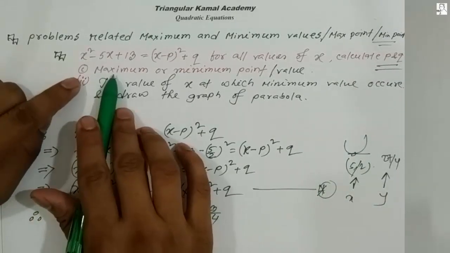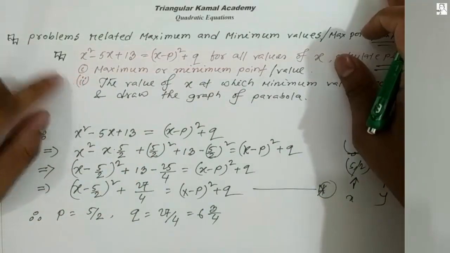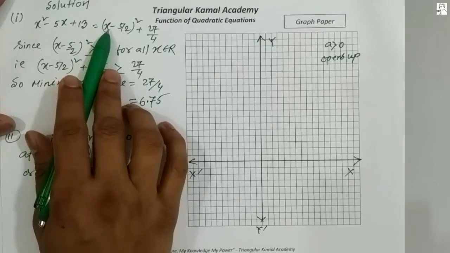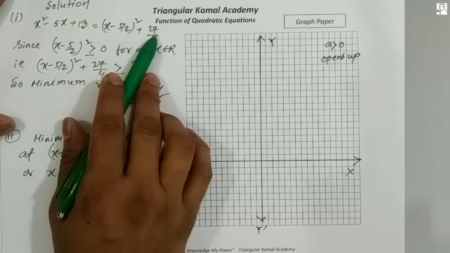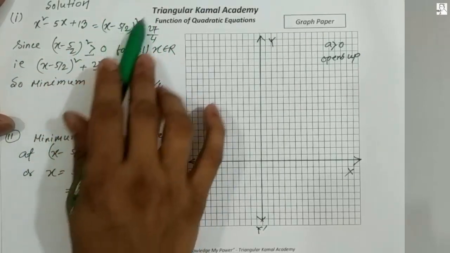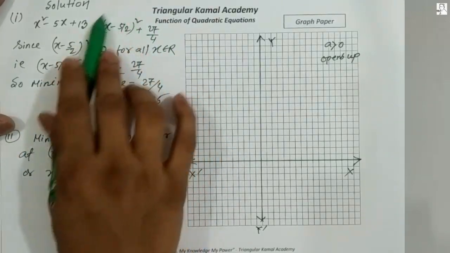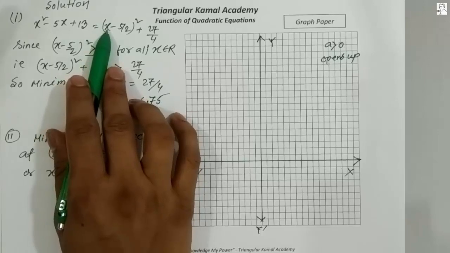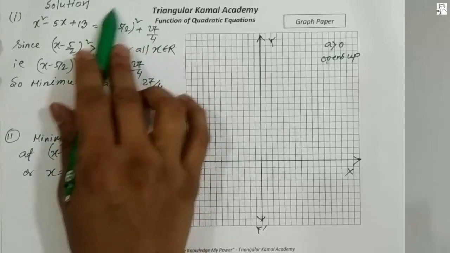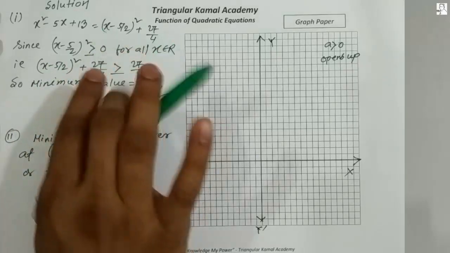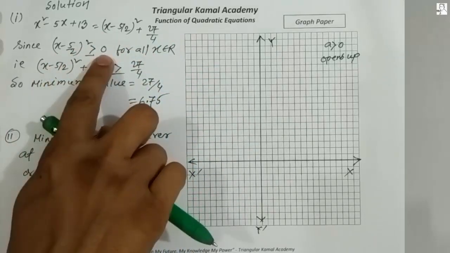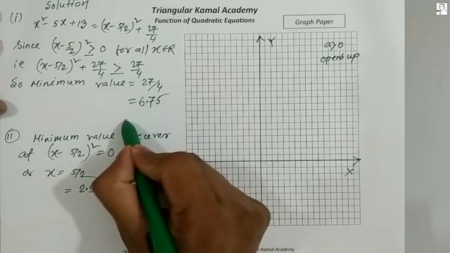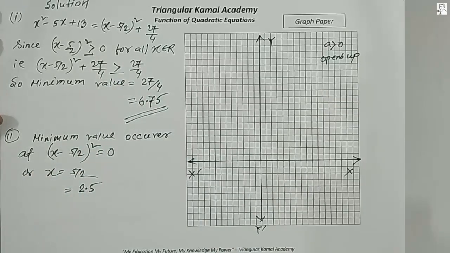Now the second question, the maximum point and the minimum point of the parabola. Okay, let's see, we are going to discuss the next. x square minus 5x plus 13 equals (x minus 5/2) whole square plus 27/4. We know this is a square format. For any value of x, this always gives a positive value, and the lowest value may be when x equals plus 5/2, this will be 0. So (x minus 5/2) whole square is always greater than or equal to 0, so the expression is always greater than or equal to 27/4. This is the minimum value.